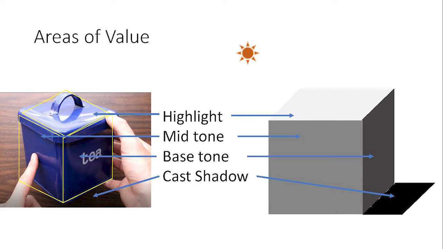The surface that is facing completely away from our light source is called the base tone. This will be the darkest portion of our form. Finally, the cast shadow is the area behind our form that is being blocked completely from our light source.